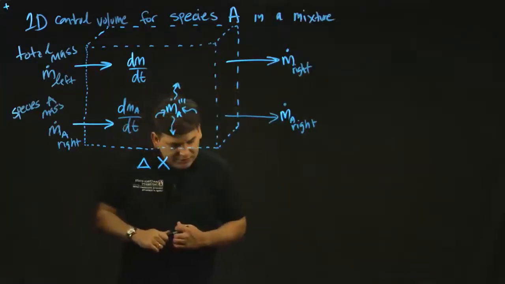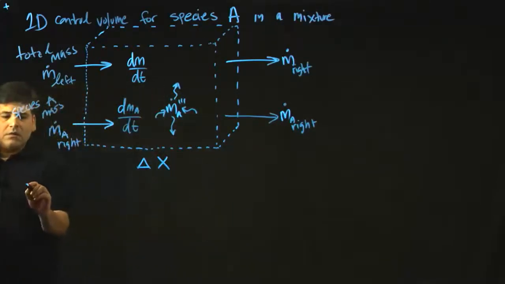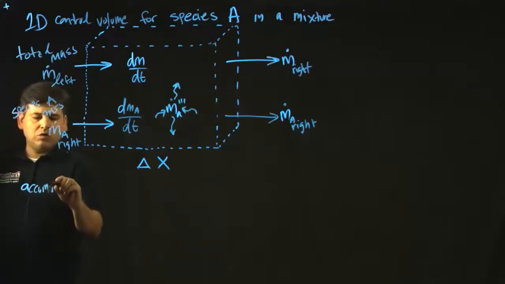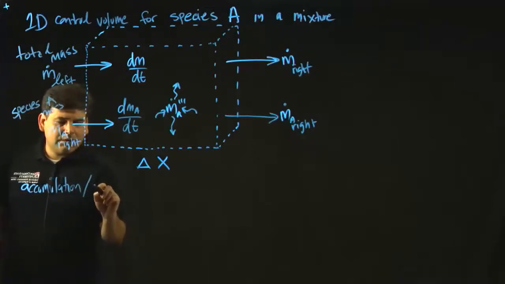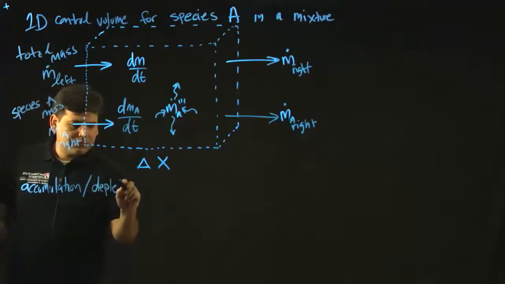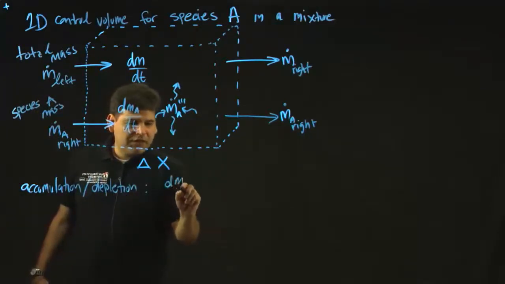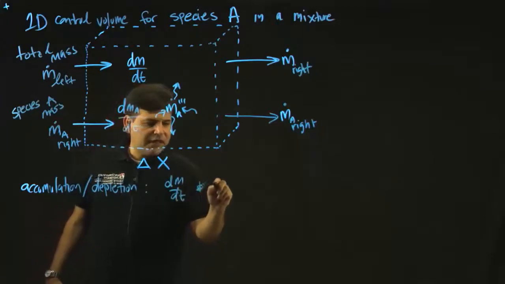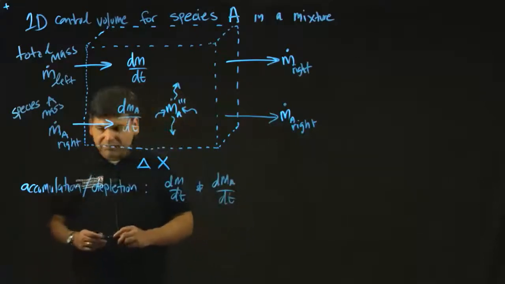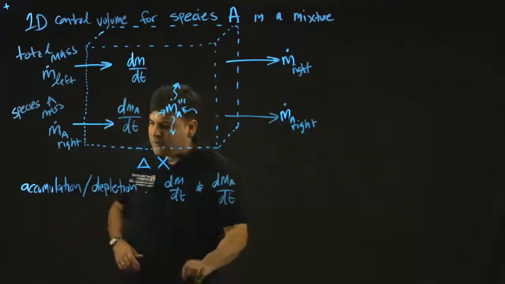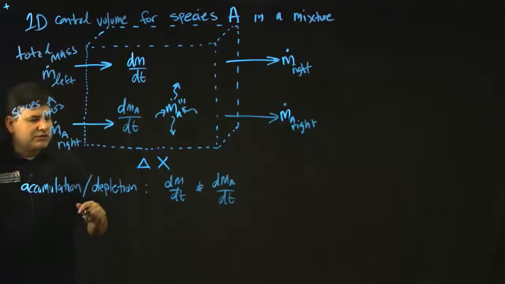So to summarize, accumulation, depletion is dm/dt for the total mass and dm_A/dt with time for the species A that we care about. There's more than one species in here, but let's just focus on species A.